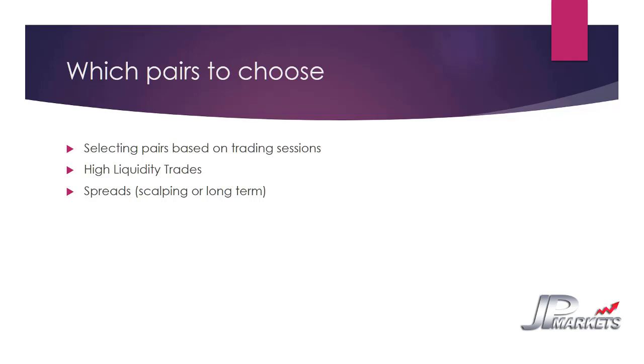Exotic pairs can cost 50 pips or more. For example, if the euro dollar averages around 2.5 pips, you'll find that trading the South African rand versus the British pound can cost 150, 200, sometimes even 300 pips, which means you would have to cover all of those pips just to break even on your trade.